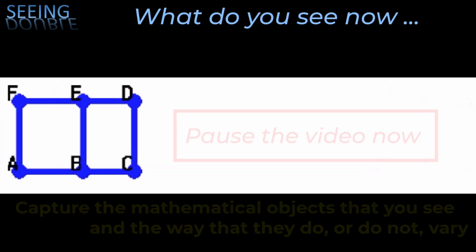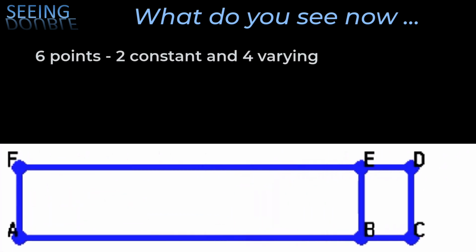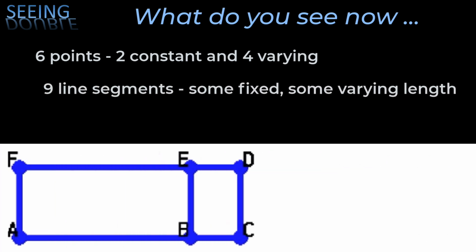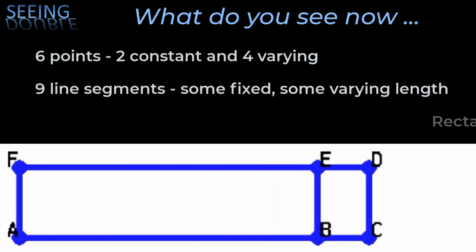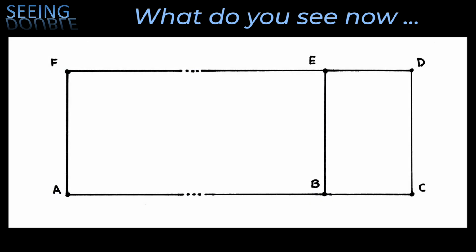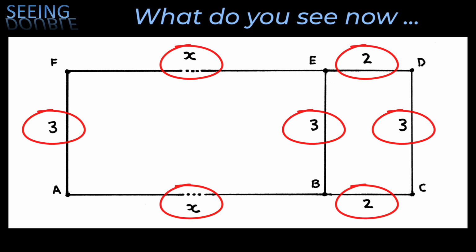How did you go? As well as now seeing 6 points, 2 constant and 4 varying, you probably saw up to 9 line segments, some fixed in length, some varying, as well as a couple of rectangles. Along with the line segments that we have already labelled with length x and length 2, we now have line segments with a different constant length that looks to me to be length 3.